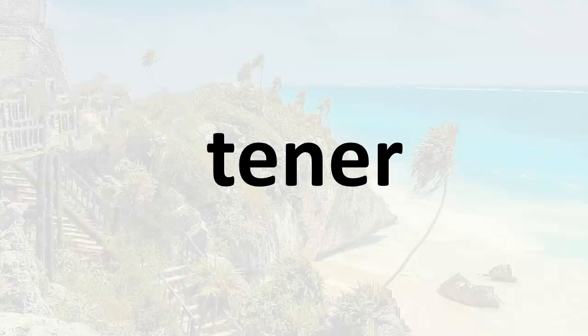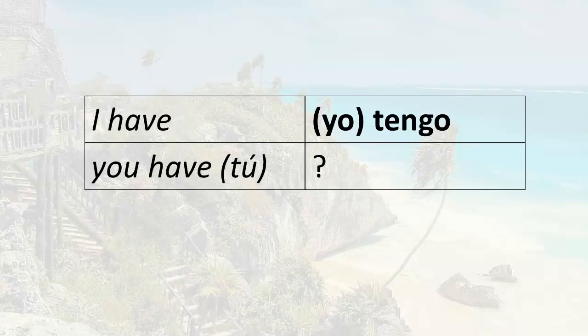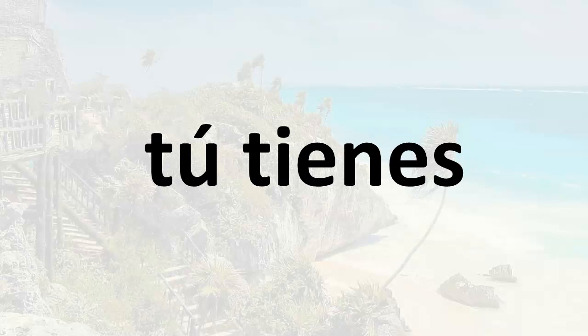In this lesson, we are going to continue working with the verb tener in Spanish, which means to have. In our previous lesson, you learned how to say I have, tengo. In this lesson, we are going to learn how to say you have using tú, the informal you. So you have, tú tienes.